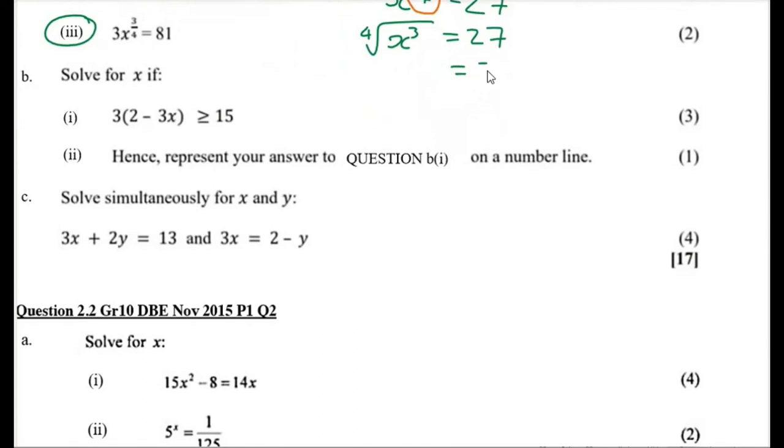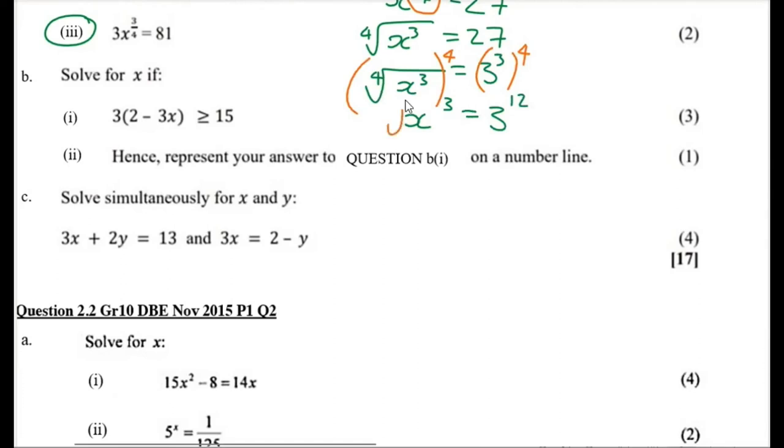The next thing I'm going to do is the 27, I know is the same as 3 to the power of 3. We're leaving this side untouched. And now I'm going to go to the power of 4 on both sides to get rid of that power of 4. That's going to give me x to the 3 is equal to 3 to the 12. And then, when you do the cube root on both sides, you're going to land up with x is equal to 3 to the 4.